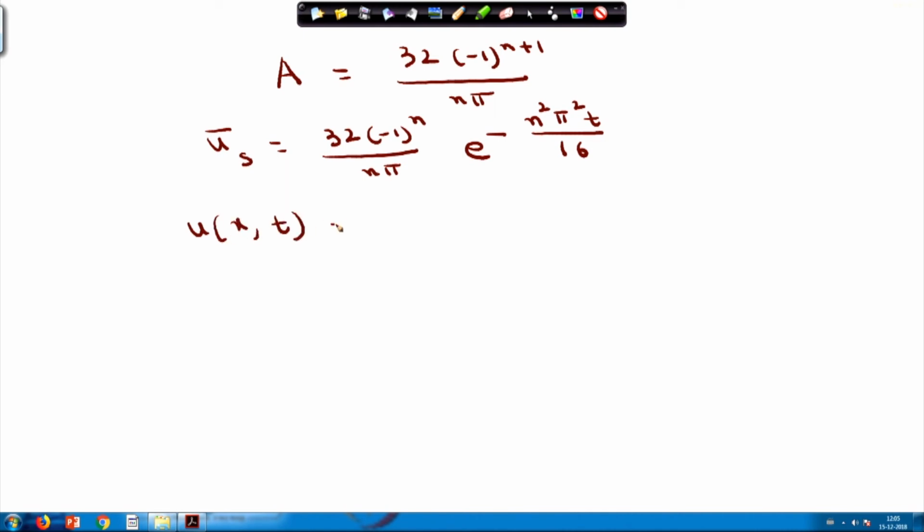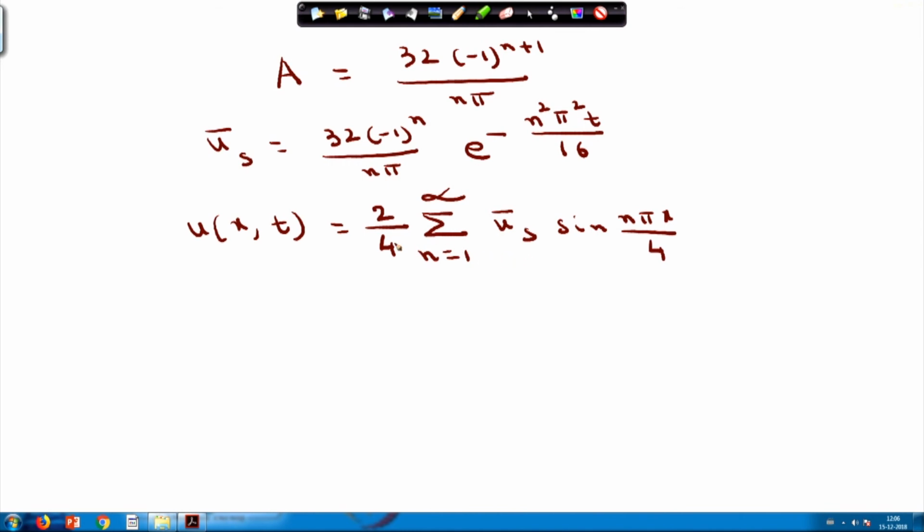u(x,t) from the definition is 2/L summation n equals 1 to infinity u bar s into sin(n pi x/L), that is 4 u bar s. Please note that whenever I am taking the inverse finite Fourier sine transform, u(x,t) becomes a summation. Why does this summation come? We explained this in the last lecture.